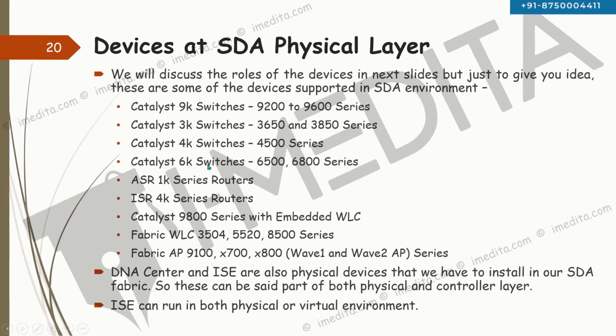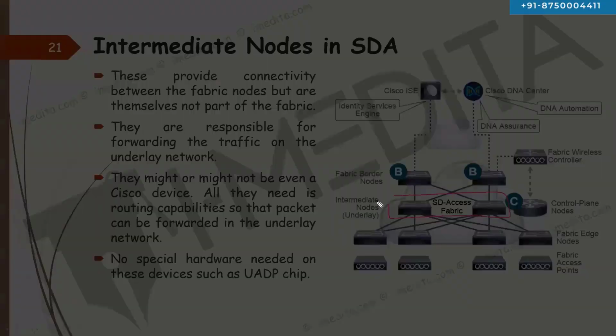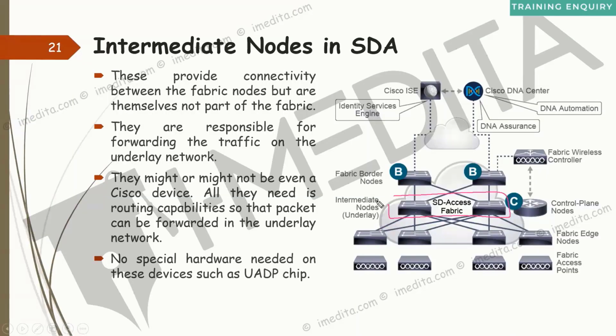Now, the devices that we connect in between, from the design point of view, we call that the distribution layer. The devices that we have connected here provide the reachability from one device to another device. These devices are called intermediate nodes.